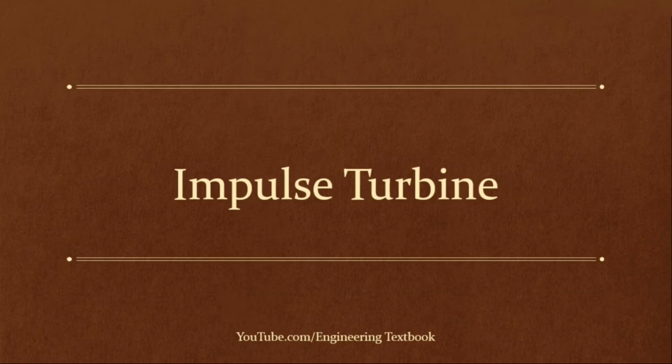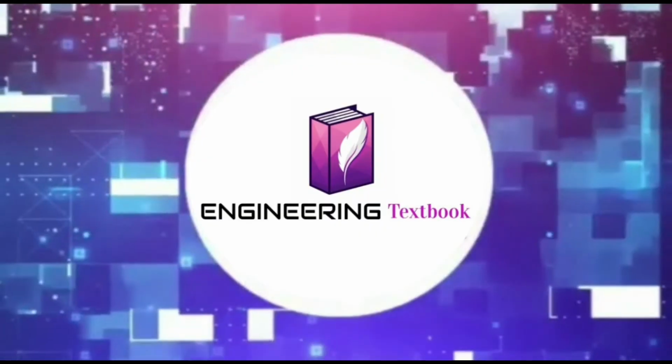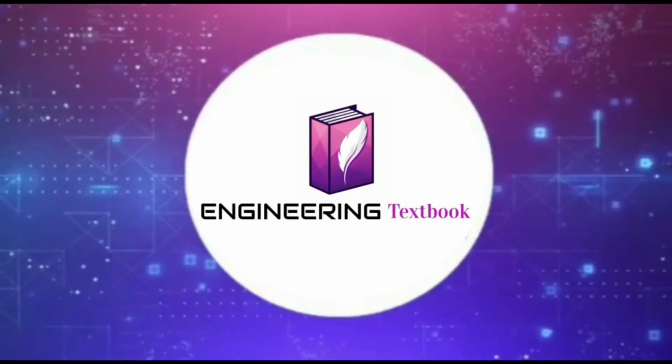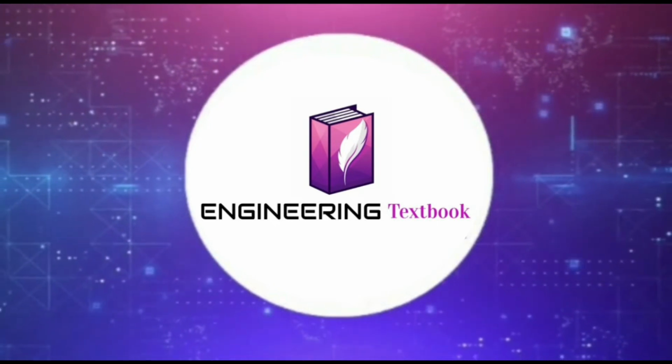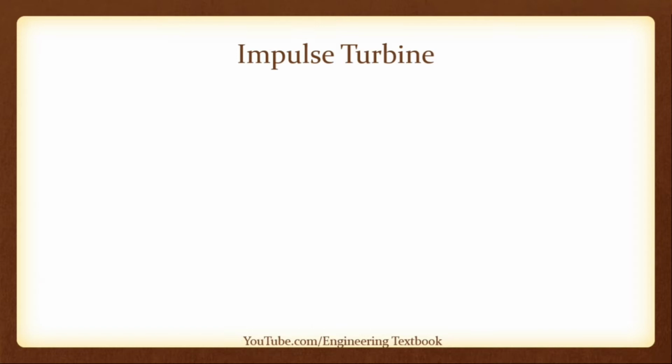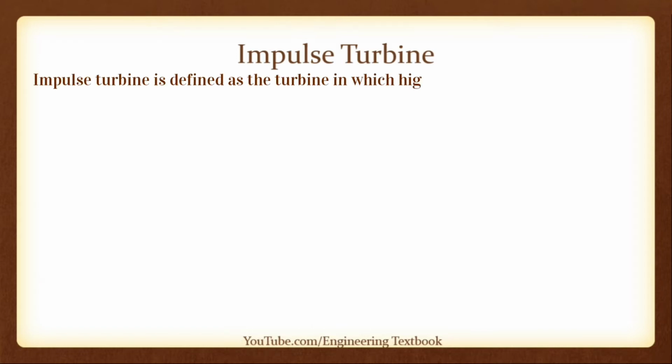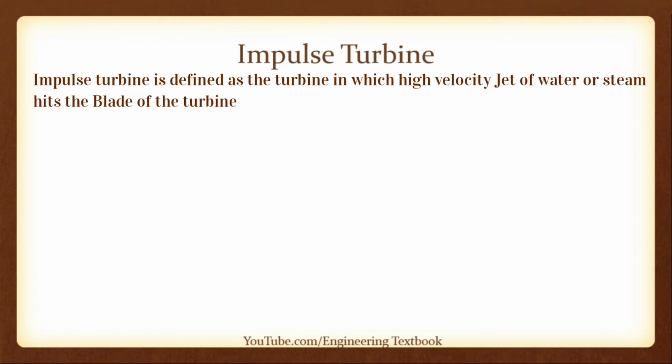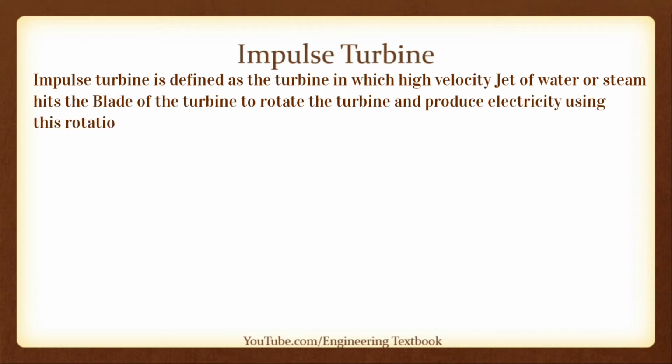In this video, we will study about impulse turbine. Impulse turbine is defined as the turbine in which high velocity jets of water or steam hit the blade of the turbine to rotate the turbine and produce electricity using this rotation.